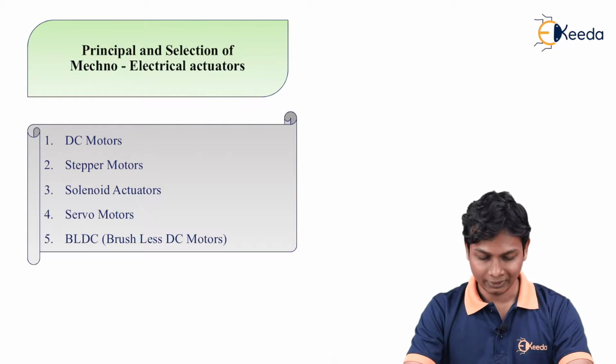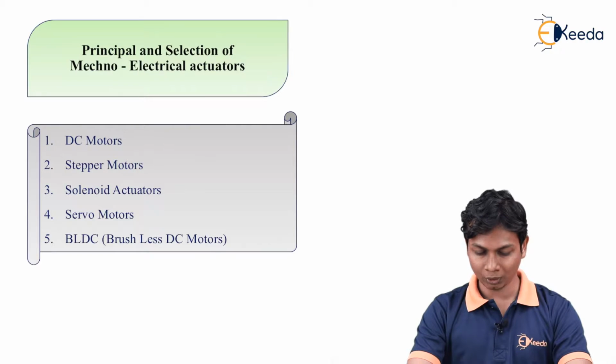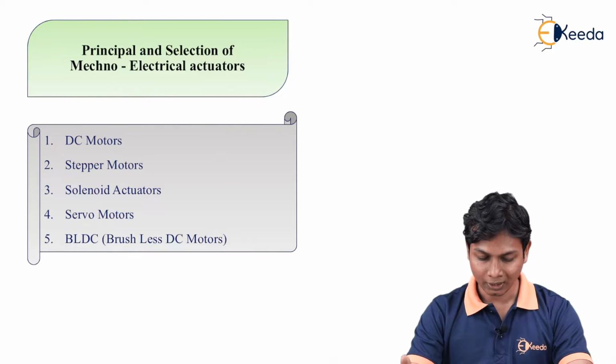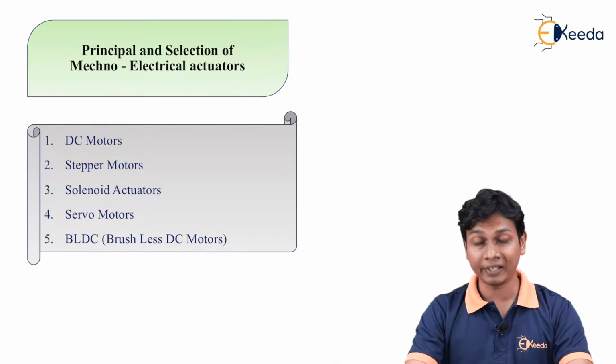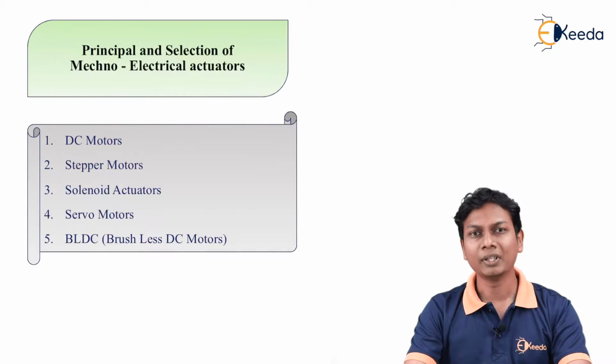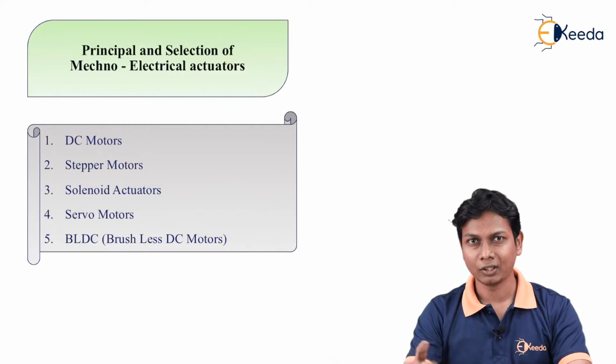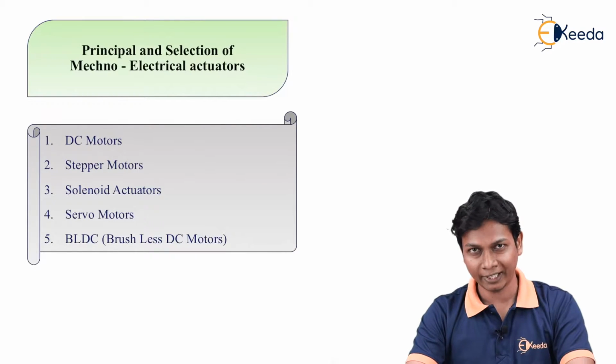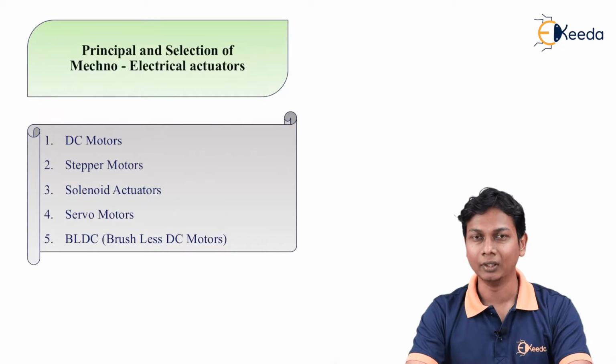So the first one is a DC motor, second is stepper motors, solenoid valve, servo motors and BLDC. These are the various examples of Mechno electrical actuators. So let's start with the first type of Mechno electrical actuator, that is a DC motor. In this part, we will see what is a DC motor, what are the various examples of DC motor and what are the different types of DC motor.